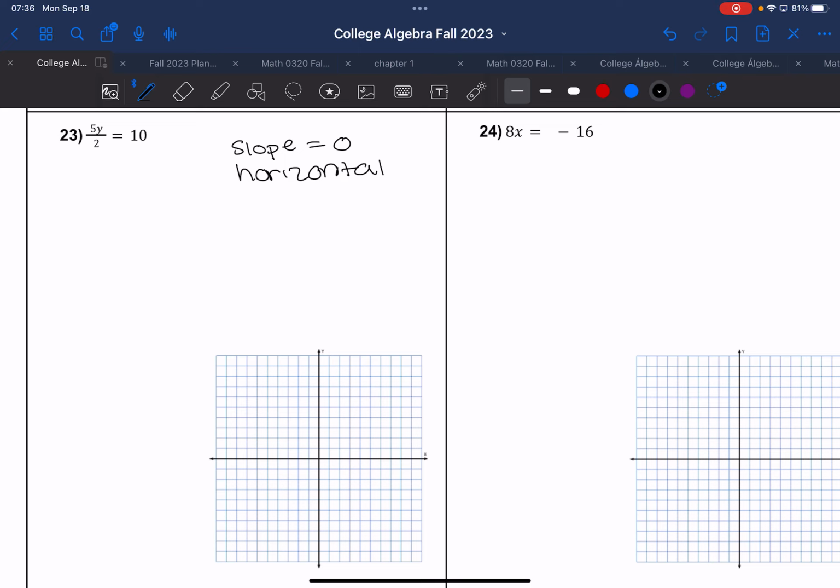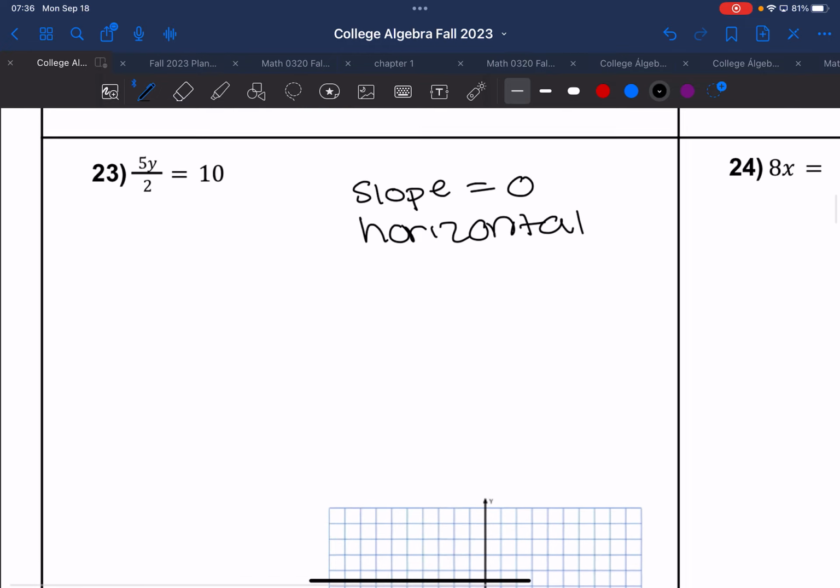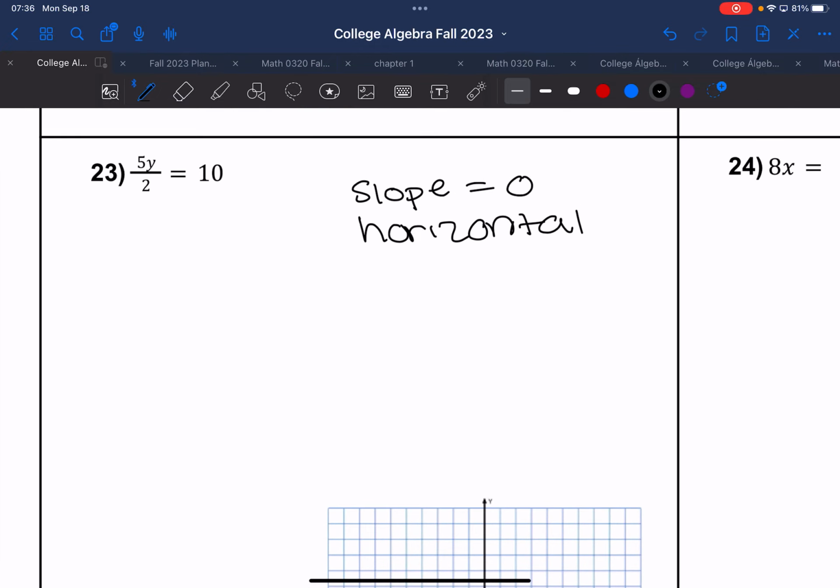Okay. Then I go ahead and solve my problem. So 5y divided by 2 equals 10. We need to get y by itself, so I'm going to do what? Multiply both sides by 2. And I get 5y is equal to 20. When I multiply by 2 on the left side, these 2's cancel, okay? That's why we're just left with the numerator. And then last step, divide by 5, and I get y is equal to 4.